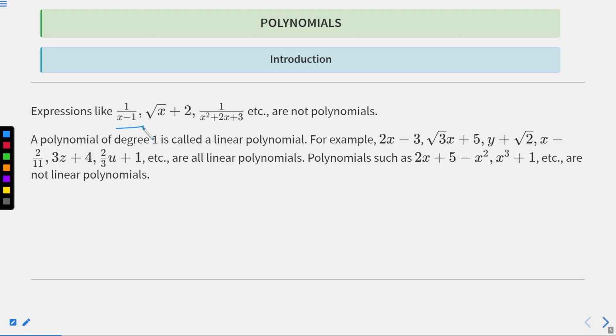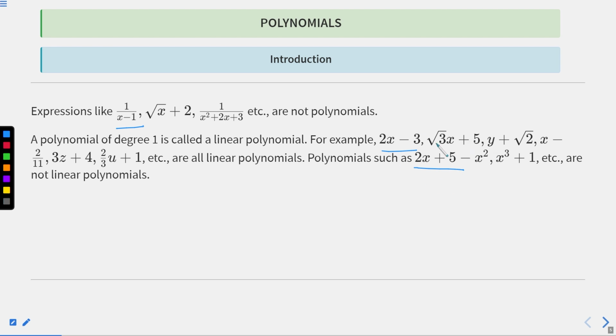A polynomial of degree 1 is called a linear polynomial. For example, you can take 2x minus 3, root 3 times x plus 5, y plus root 2, root 2 times x minus 2y, 11 3z plus 4, 2y, 3 times u plus 1, etc. All are linear polynomials. And polynomials such as 2x plus 5 minus x square, x cube plus 1, etc. are not linear polynomials.